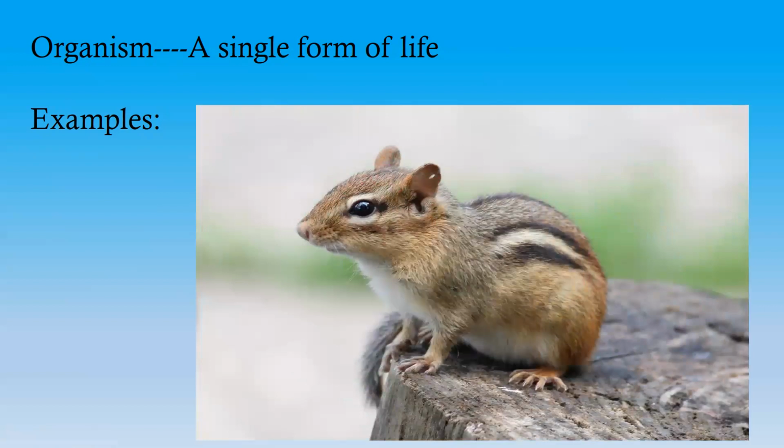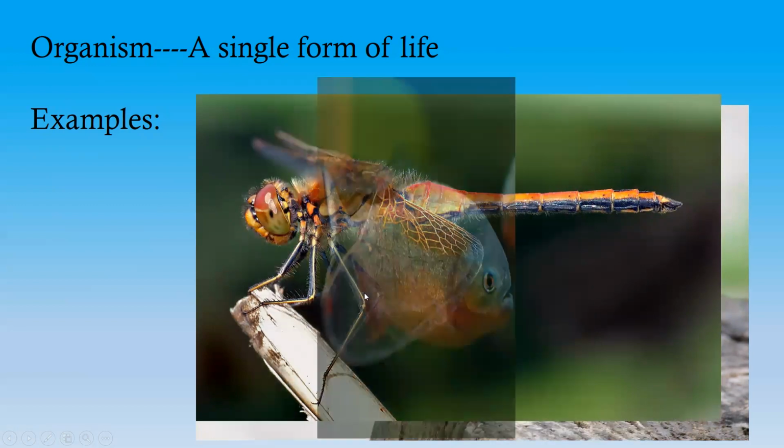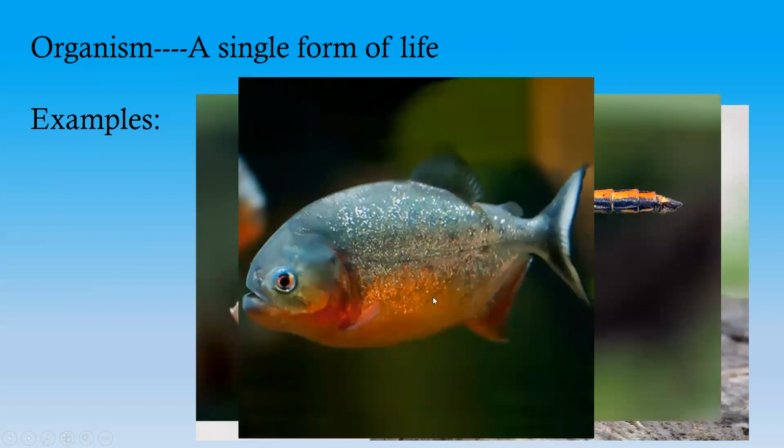What is this? Squirrel? No, it's not. It is a chipmunk, right? This chipmunk is a single form of life, so this is an organism. One chipmunk is an organism. What is this? Dragonfly, that is correct. One dragonfly is an organism. Do you know this fish? Piranha. One piranha is an example of an organism.